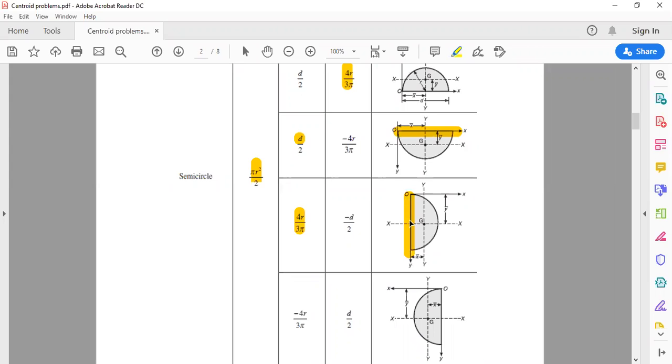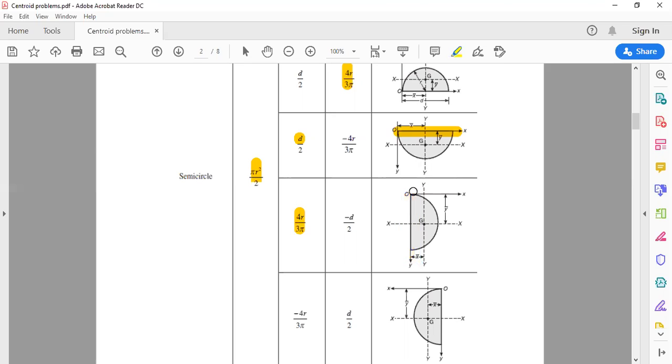Therefore, the distance of x bar is 4r by 3 pi. Now, again, since we are measuring the x bar distance in the positive direction of x, the value is with the positive sign. Now, next, let us measure y bar.